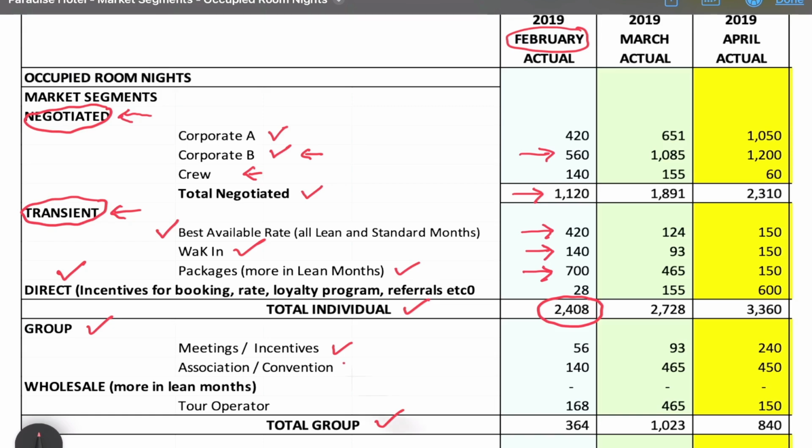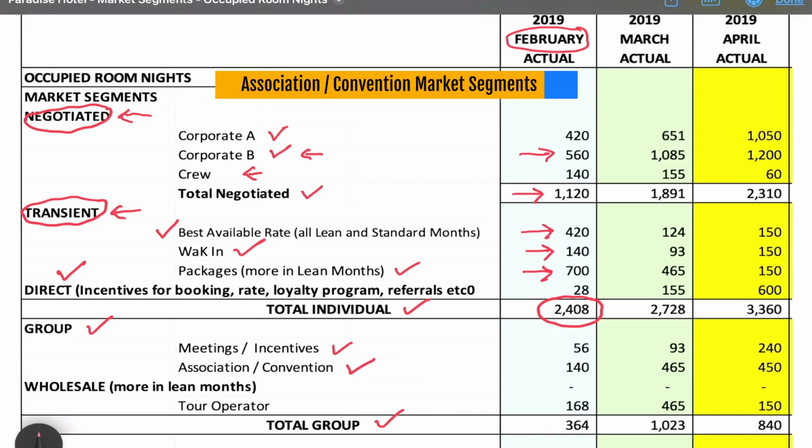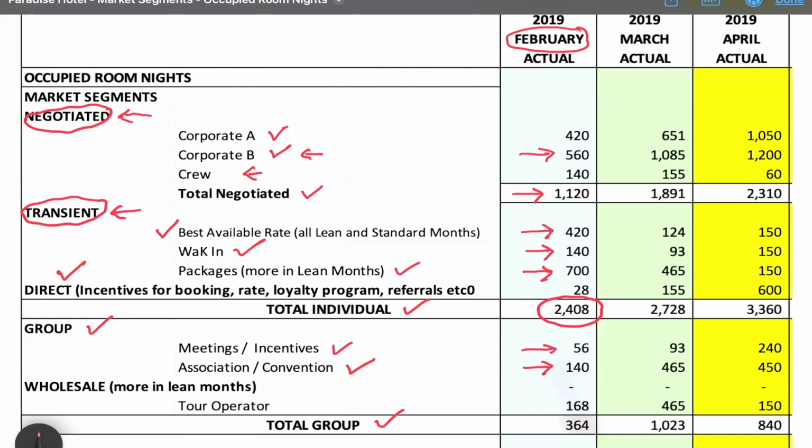The second category is the association convention. The convention is, of course, the bigger part of the group market segment. If the hotel has a huge ballroom, conventions will play a big part because they will contribute to the market segments. In this particular case, you can see that the associations and conventions contribute to 140 room nights, while meetings and incentives contributed only about 56.